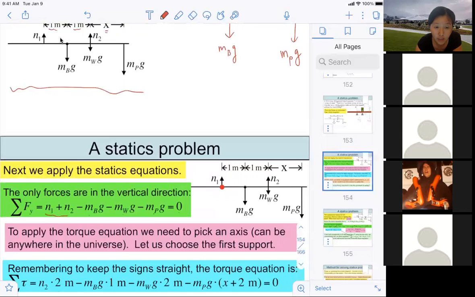And now we need to apply the torque equation. We need to pick an axis where it rotates. And the choice of that point is totally up to you. It can be anywhere.